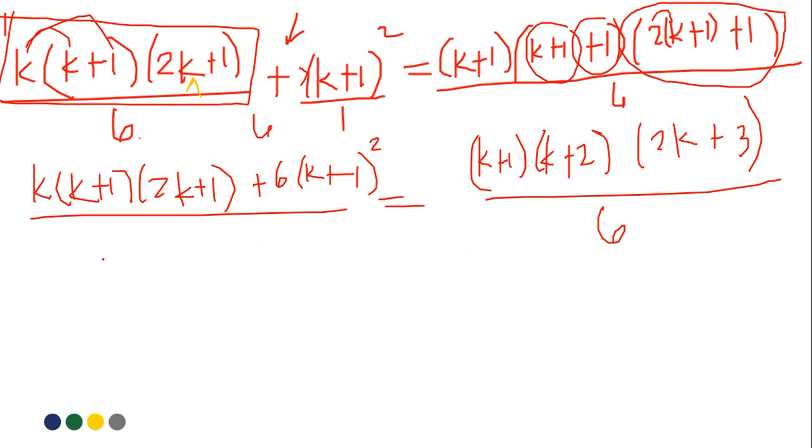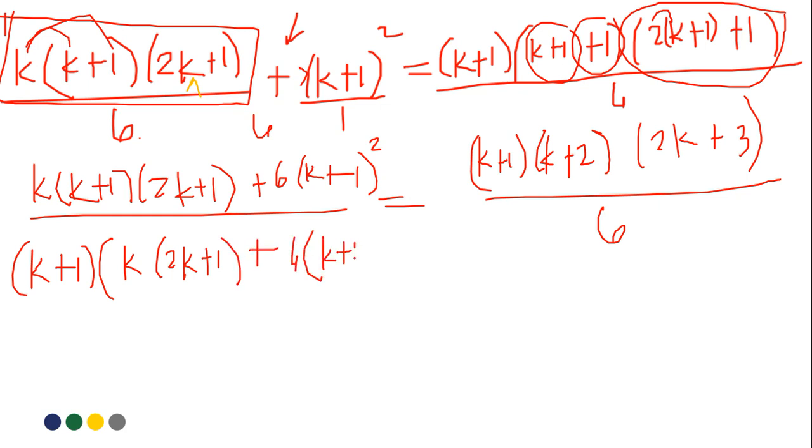Okay, next. Nasa step 3 na si sir eh. Sunod natin, yung commonalities dito is k plus 1. Yan, k plus 1, tapos k, tapos 2k plus 1, plus 6 times k plus 1, all over 6. Nasundan nyo? Hindi, sir. Ipapaintindi ko sa inyo isa-isa.